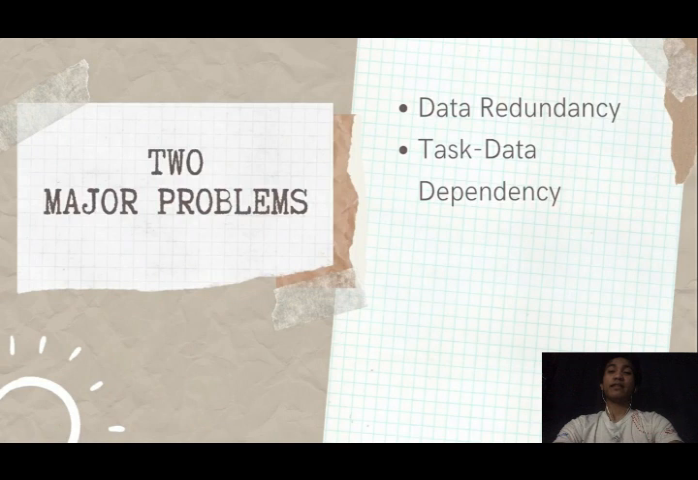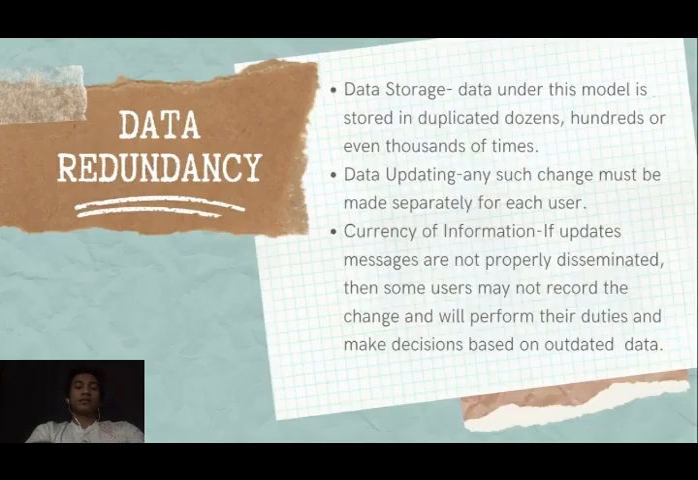This model faces two major problems. The first one is data redundancy, while the second one is task data dependency. Data redundancy can be further divided into three more problems. The first one is data storage. Some commonly used data under this model is stored in duplicate dozens, hundreds, or even thousands of times, creating excessive storage costs. The second one is data updating. When users maintain separate files, any change must be made separately for each user. This adds significantly to the cost of data management.